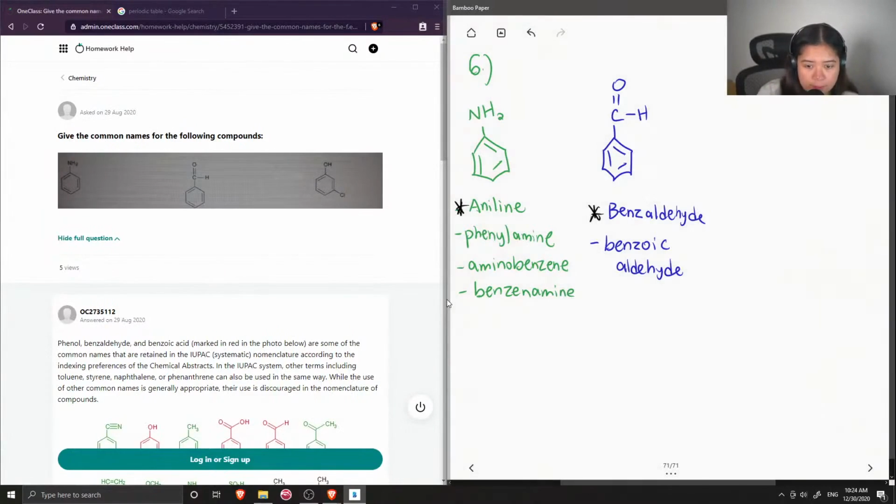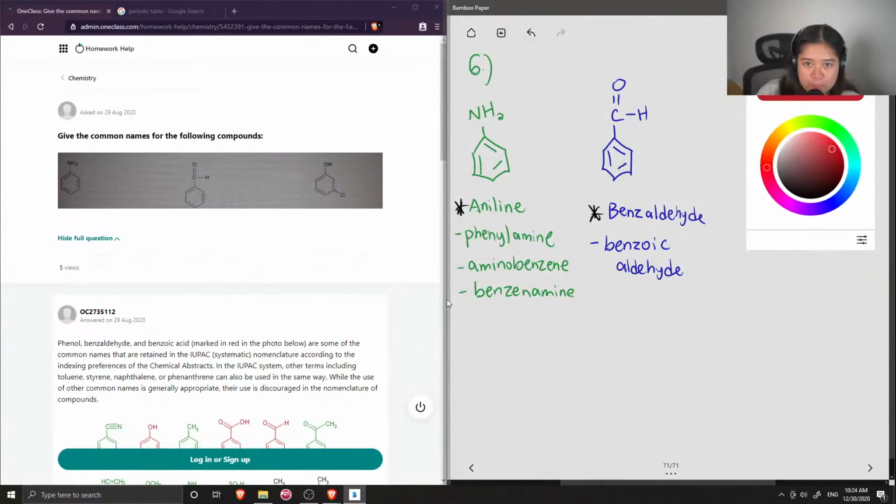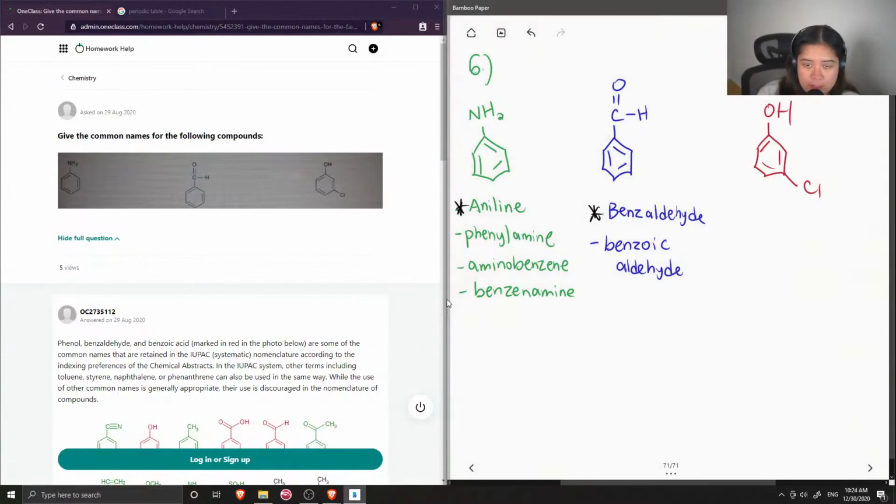And then for our last compound, we have another benzene ring. This time there are two groups on it. We have an alcohol group and a chlorine as well. So notice that the two are in the meta position. So this is what the meta position looks like. If they were beside each other, it would be the ortho position. And if they were on the opposite ends, then it would be the para position. But this is the meta position.